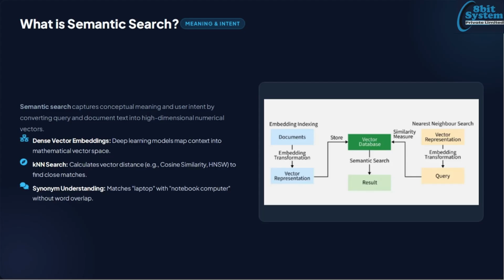Their vectors will be very close to each other. Another concept is KNN search, which stands for K nearest neighbors. It calculates the distance between vectors using similarity measures like cosine similarity, or algorithms like HNSW, to find the closest matches. The next concept is synonym understanding. Here, semantic search understands that different words can have the same meaning. This makes semantic search much smarter than traditional keyword based searching. Moving on to the next, let's look at some advantages of lexical search.